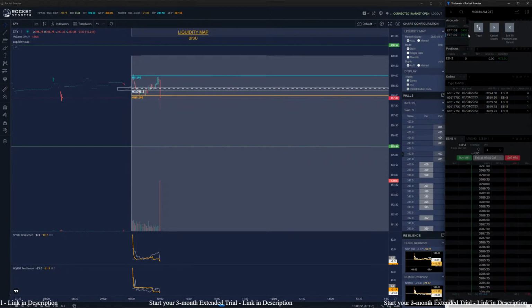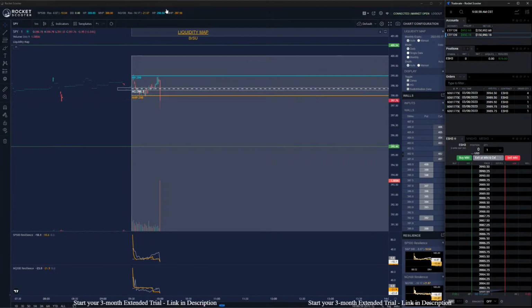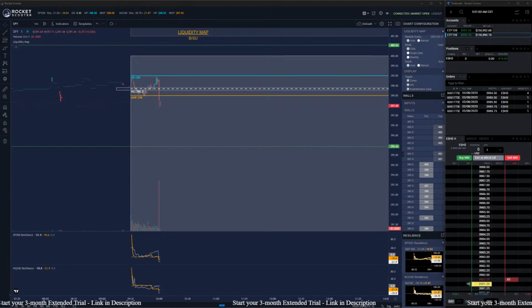Yeah, like I literally hit right click and I did exit all positions and yet it was still ticking. So I have no clue. No clue at all. Alrighty.